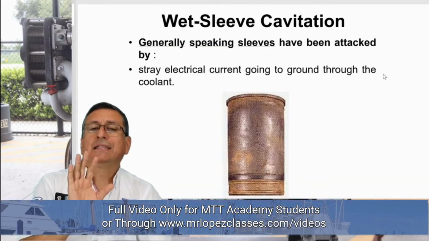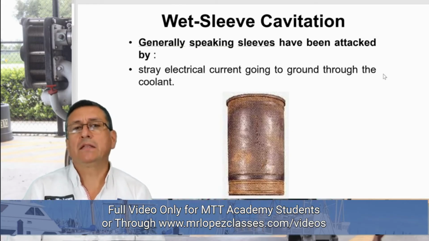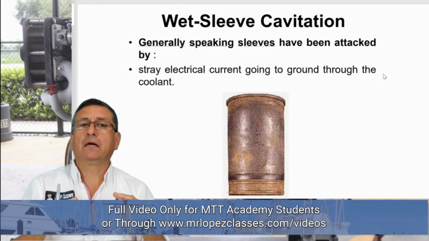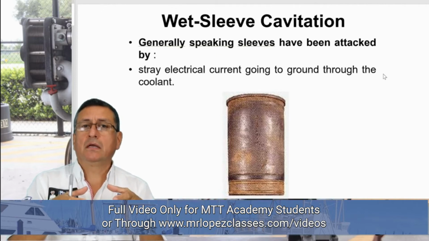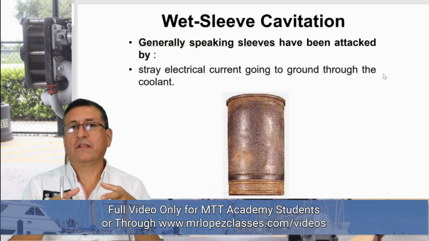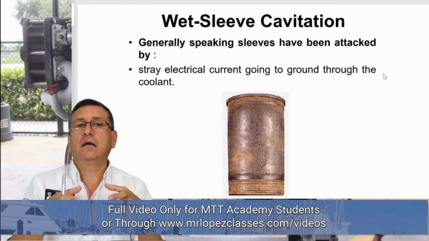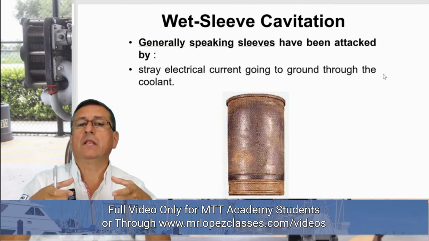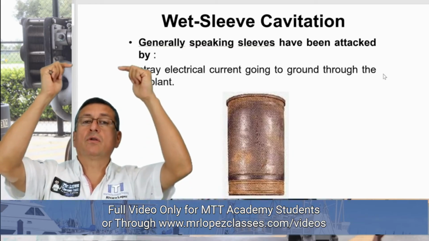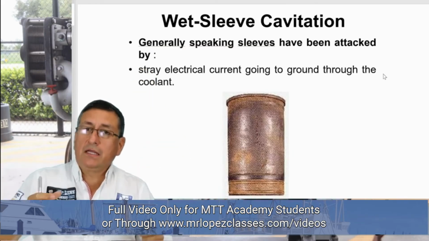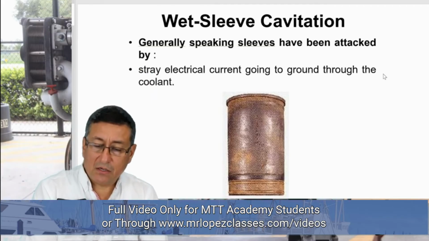In general, the wet liners have 3 O-rings in the bottom. The top O-ring, normally green in color, is in permanent contact with the coolant. And some liners have another O-ring on top. Okay. In other words, in this area, you always have coolant.